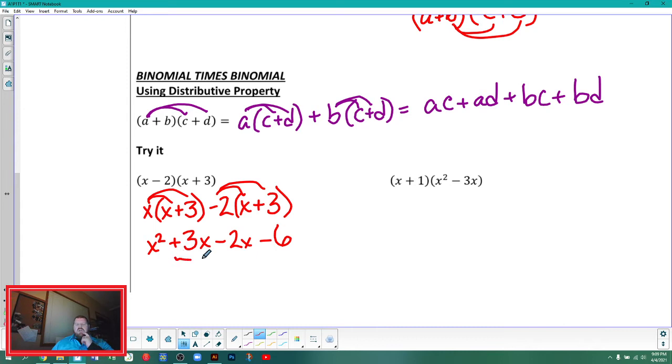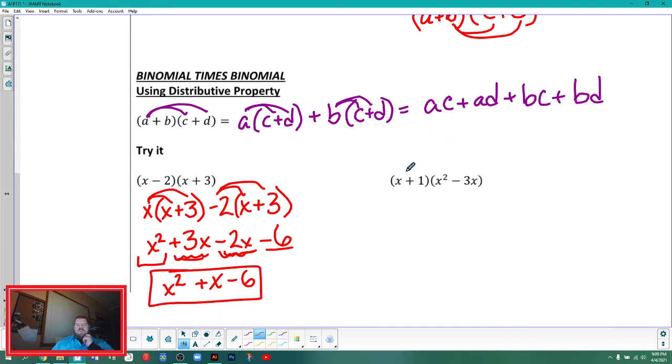Then combine like terms if you can. Here we have x terms that we can combine. I have an x squared term and a number term that are just going to hang out. In the middle, I'm going to have 3x minus 2x. 3 minus 2 is positive 1, and that's a minus 6.